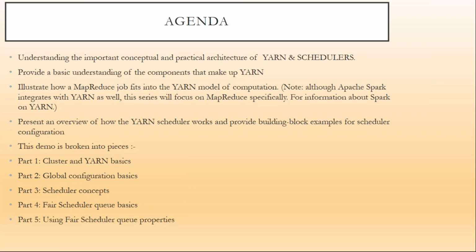Now, this demo is broken into YARN basics. First one is cluster and YARN basics. Second one is global configuration basics. Third one is scheduler basics. Fourth one is fair scheduler queue basics. And fifth one is using fair scheduling queue properties. Part 1, Part 2, Part 3, Part 4, Part 5 is all about YARN, all about schedulers, all about queuing, all about user weights and how you allocate resources to each of your users. That's all about our agenda today.